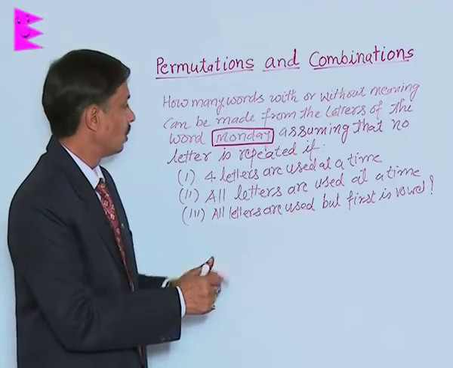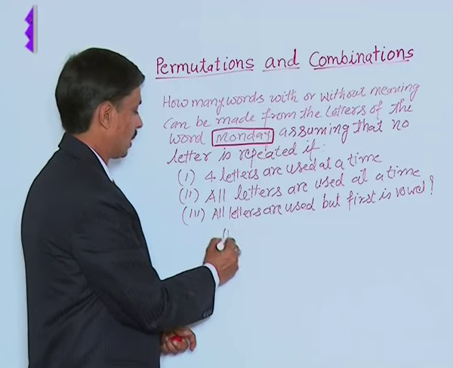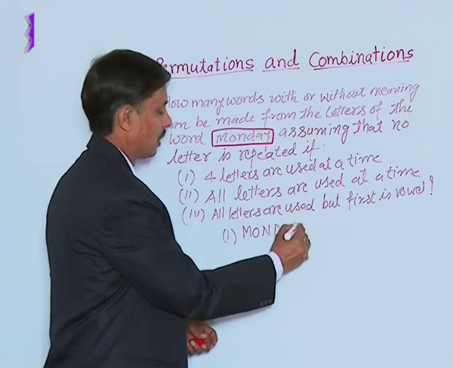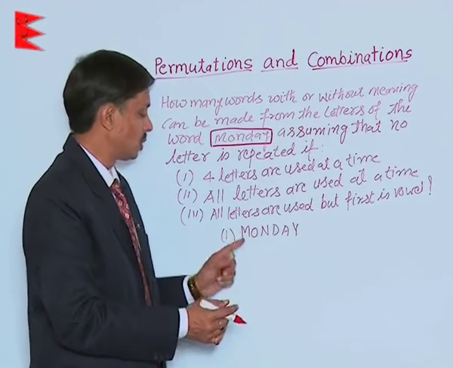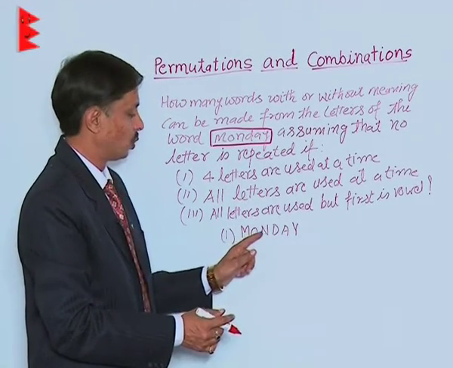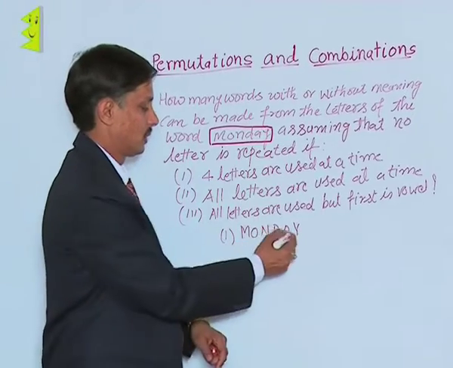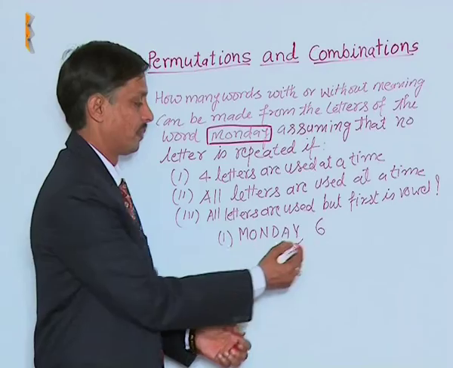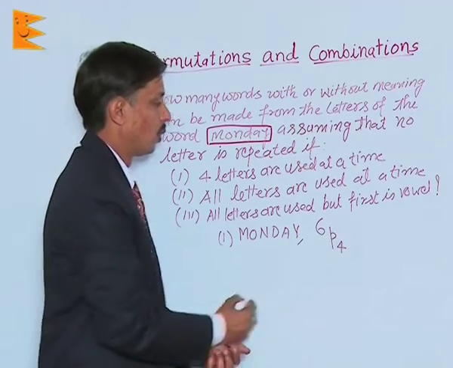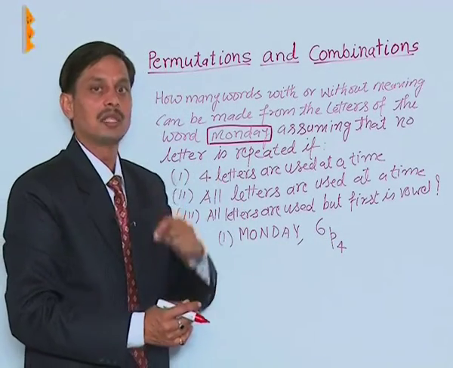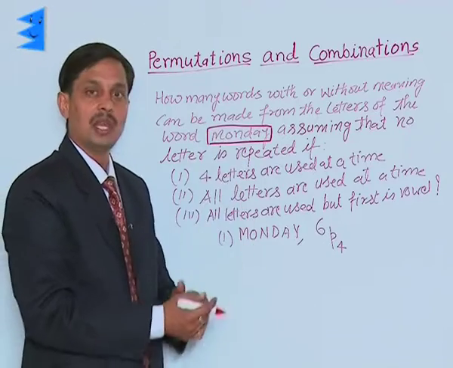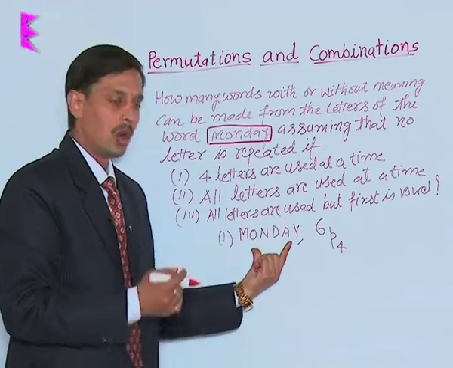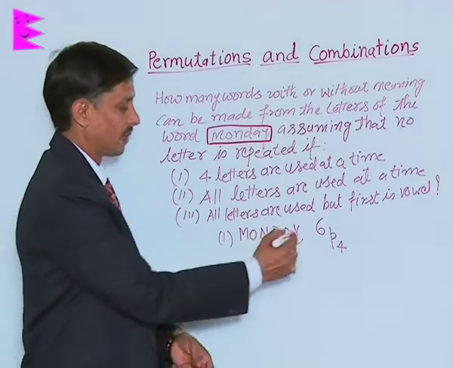In writing Monday, how many letters have we used? The letters are 1, 2, 3, 4, 5, 6. So we have 6 choices, but we want to take 4 at a time. So 6P4, because they are asking for arrangements. How many words with or without meaning can be formed if 4 letters are taken out of all the letters used in writing Monday.